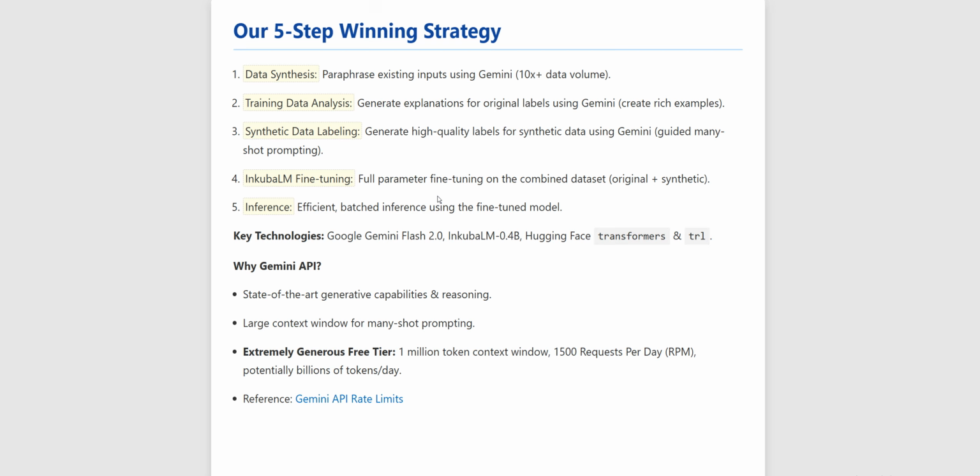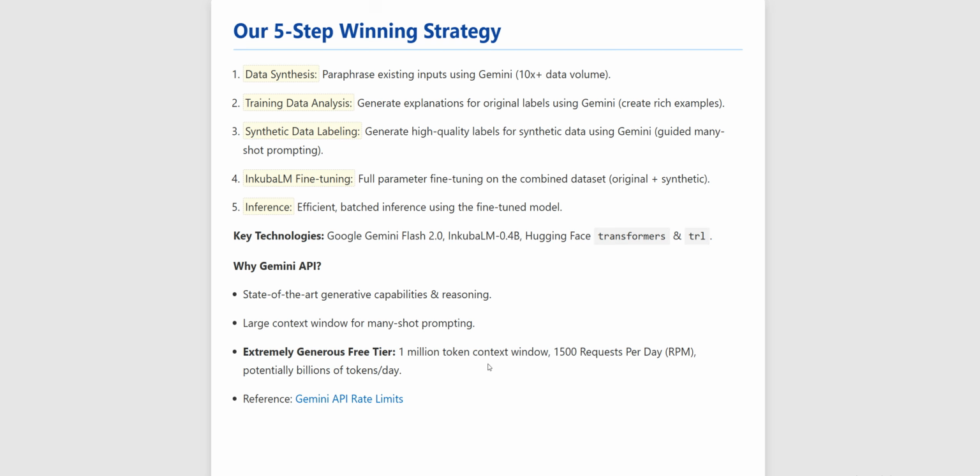A couple of key technologies made this possible: Google Gemini Flash 2, InkubaLM 0.4b, and Hugging Face's transformers and TRL libraries. Oh, and I need to highlight why Gemini API was such a game-changer here. Beyond its state-of-the-art generative capabilities, it has an extremely generous free tier, 1 million token context window, and 1,500 requests per day. That's potentially billions of tokens per day for free. This was perfect for the kind of data generation I needed to do.